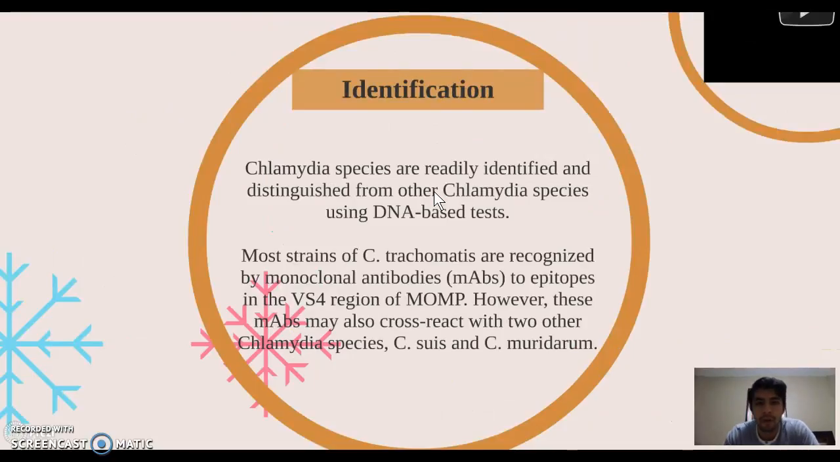Identification. Chlamydia species are readily identified and distinguished from other chlamydia species using DNA-based tests. Most strains of Chlamydia trachomatis are recognized by monoclonal antibodies to epitopes in the VS4 region of MOMP. However, these antibodies may also cross-react with 2 other chlamydia species.